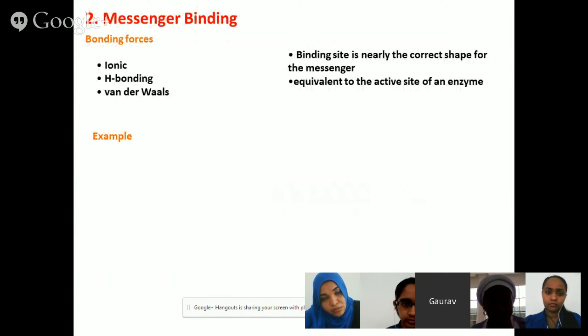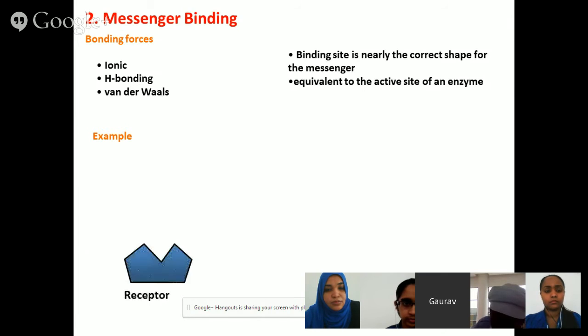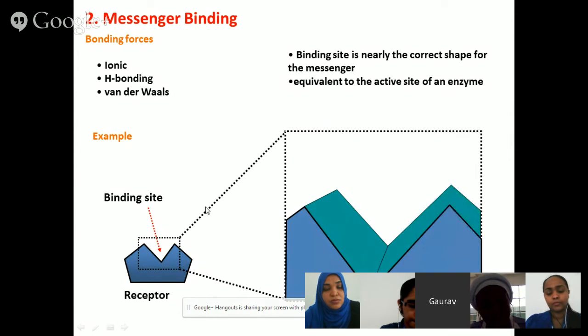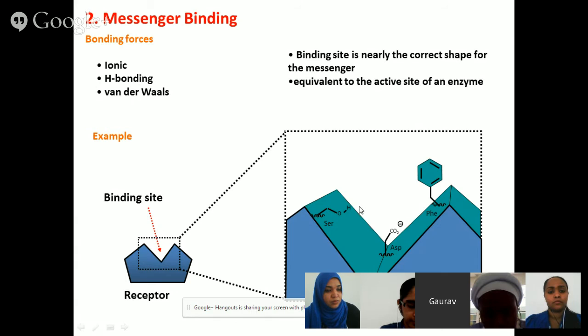Now let's discuss messenger binding. How these messengers bind on the binding sites of receptors, we'll discuss in this part. Usually these messengers bind with the receptors. You can see here the receptors. This is a binding site. On the binding site, three different types of bonding forces are working, where chemical messengers bind with these different types of bonding forces.